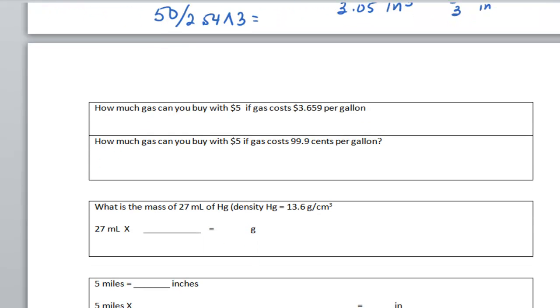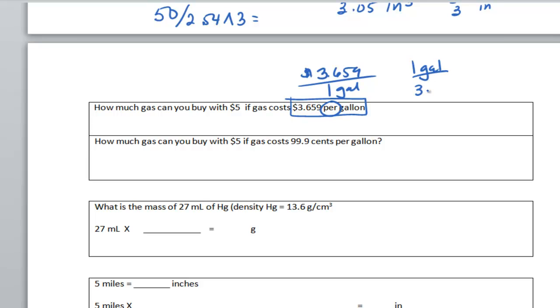Okay, on the next page, we're going to look at making sure that our units are consistent. So if we knew that gas costs $3.659 per gallon, we know that $3.659 is per 1 gallon. And the per represents a division sign. And again, that could be written 2 different ways. But if we're starting with $5, we know we are trying to cancel out the dollars and put it into gallons.